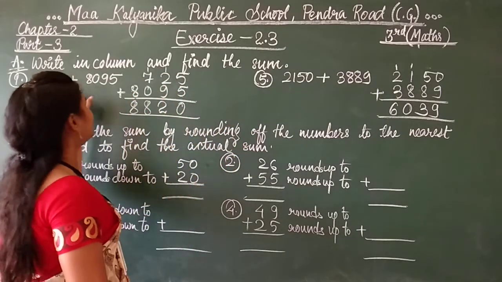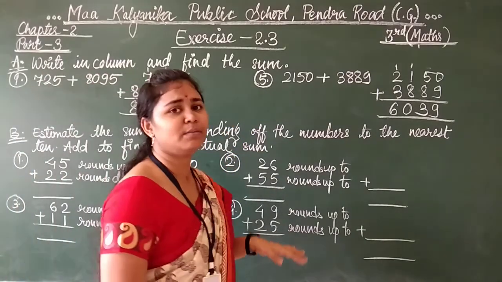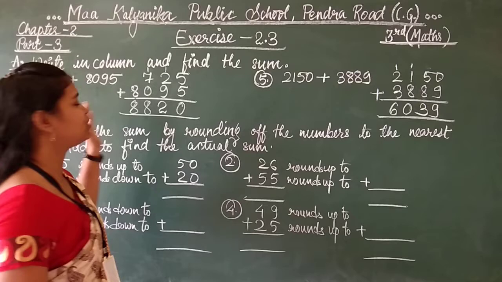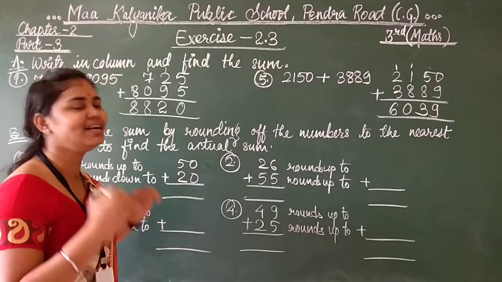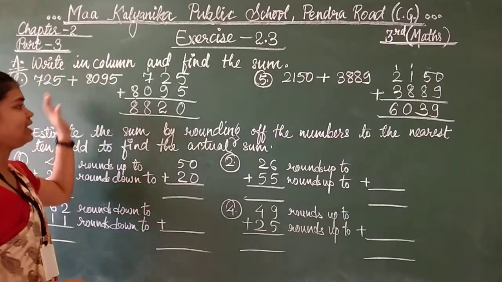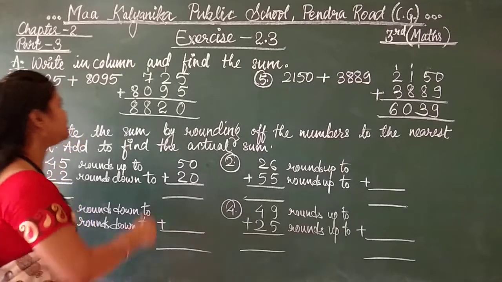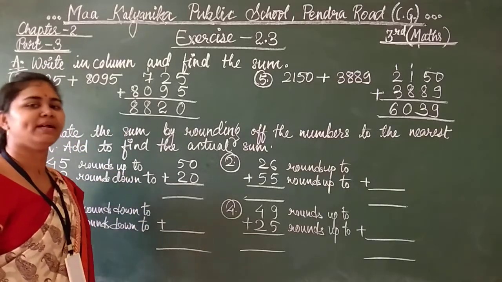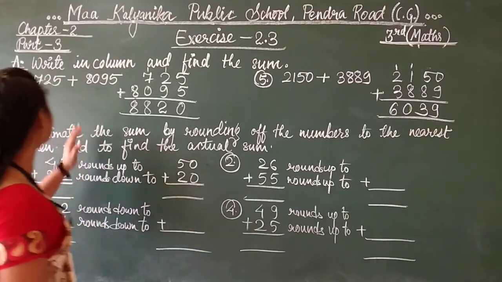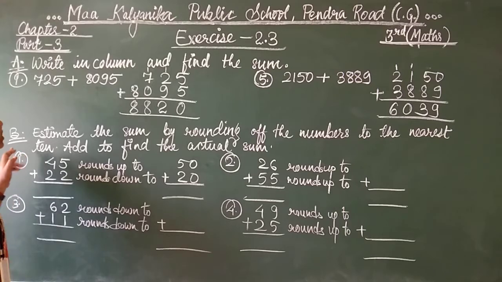So students, write in column and find the sum is very easy for you. Simply you have to write in column and you have to add the given numbers. It may be 3 digit, it may be 4 digit. Okay. So in this way you can write in column and find the sum. So students, we have to move to question number B now.